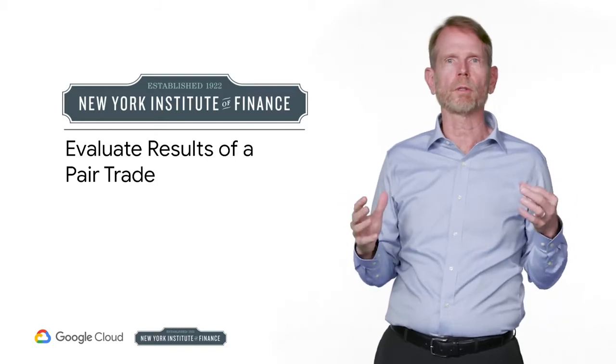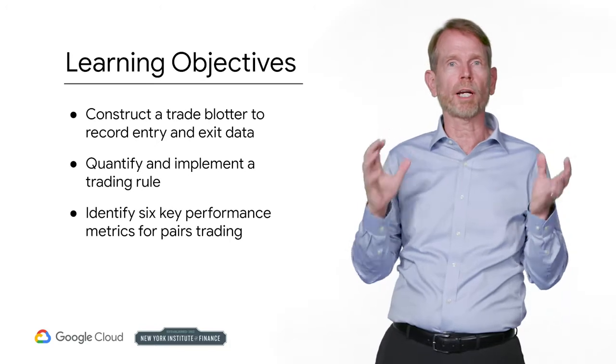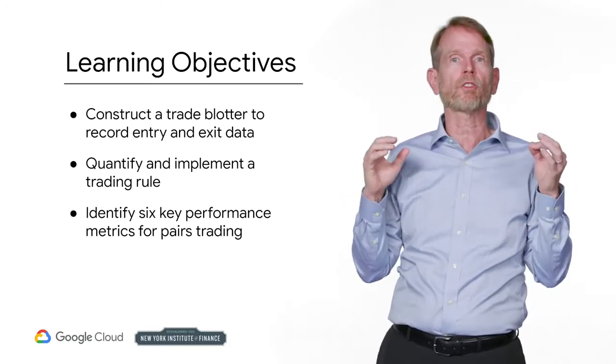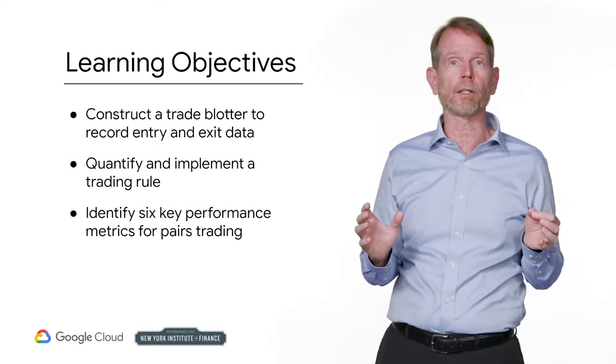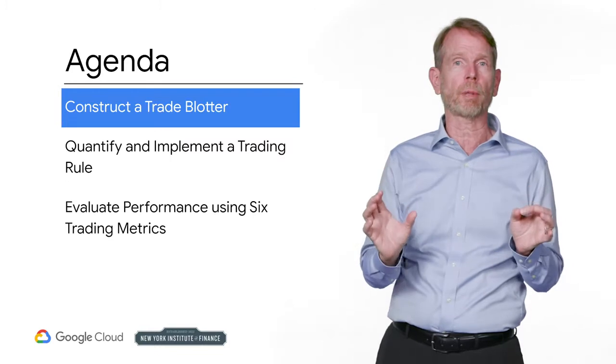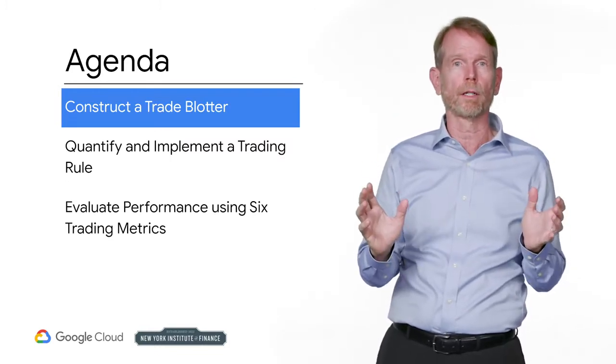In this session, you will evaluate the results of a pair strategy. You will construct a trade blotter, quantify and implement a trading rule, and use 6 performance metrics to evaluate your trade. Based on your rules, you would have traded various pairs. You need to create a trade blotter to record all of it.